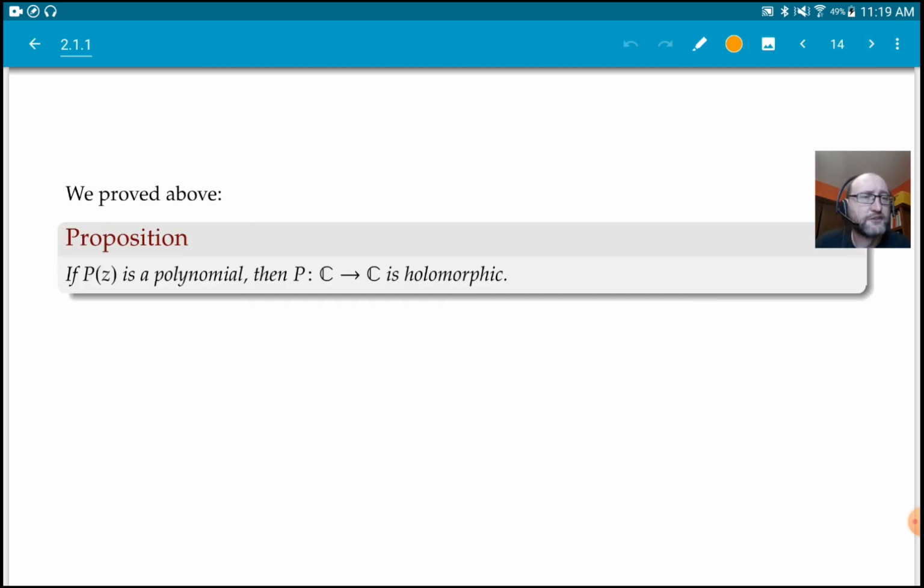All right. So what did we prove above? Well, basically, in the introduction to this lecture, we proved that if we have a polynomial, then just by a little bit of algebra, it is holomorphic, right? We actually found that we could compute this limit in a very trivial way, basically by algebra. So polynomials are holomorphic functions. Good. That means that we're generalizing polynomials. That's what we wanted to do, right?